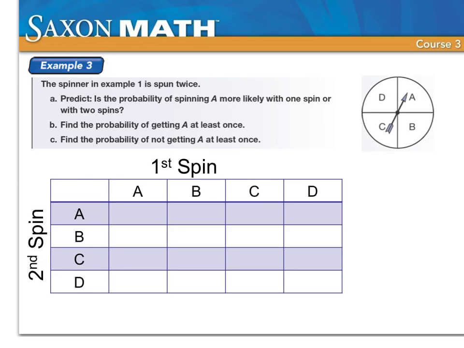Alright, so now let's take this a little deeper here. Example 3 says, the spinner in example 1 is spun twice. Is the probability of spinning A more likely with 1 spin or with 2 spins? They want a prediction. Well, let's think about this.